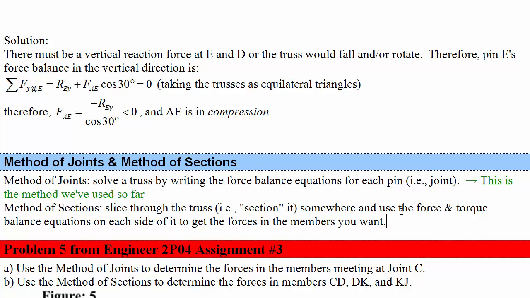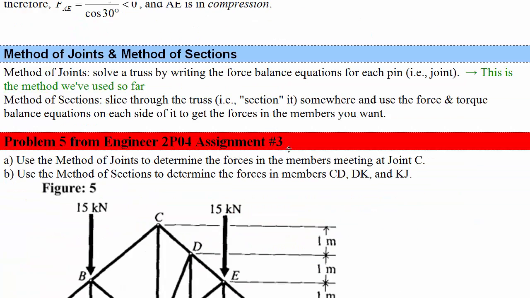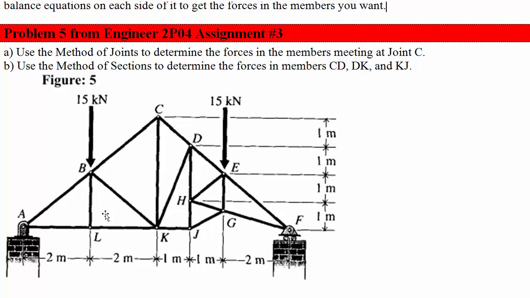So I'm going to illustrate this by giving you an example problem. You can try this out yourself. First, it's a method of joints thing, and then it's a method of sections. This is the scariest problem I could find on the Engineer 2 P04 truss assignment. So this is a big, scary looking truss, and all you're going to do is the method of joints to find the forces in the members meeting at joint C, which would be these three, and the method of sections to determine the forces in members CD, DK, and KJ. So first, see if you can locate those members, and then decide where you would slice or section the truss in order to find those out.